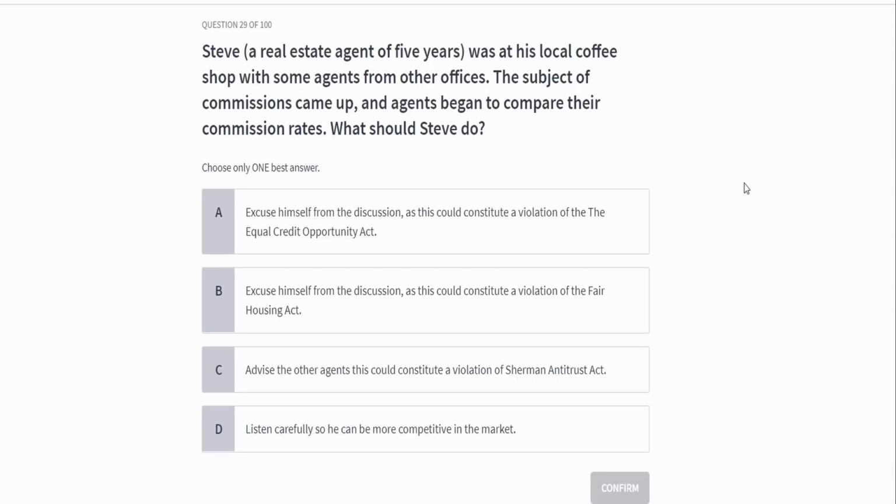A, excuse himself from the discussion, as this would constitute a violation of the Equal Credit Opportunity Act. B, excuse himself from the discussion, as this would constitute a violation of the Fair Housing Act. C, advise the other agents that this could constitute a violation of the Sherman Antitrust Act. Or D, listen carefully so he can be more competitive in the market. So let's come up with our answer on this one. Here's some time for you guys to figure it out, starting now.